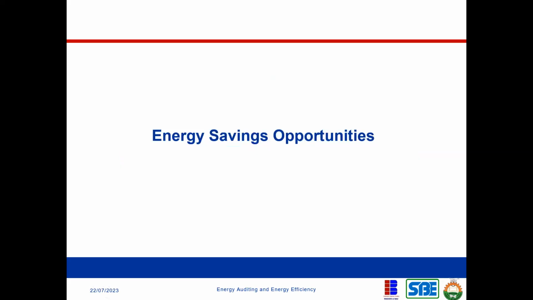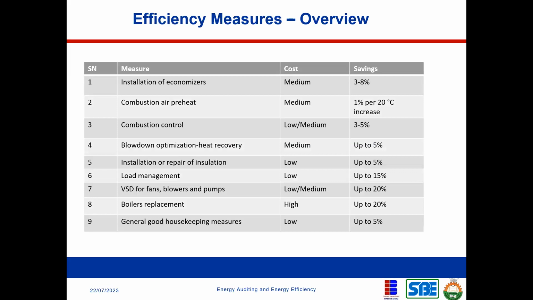So let's talk about energy saving opportunities in boiler. The first thing we can do is installation of economizer. Now I'm going to explain what economizer is. Economizer and recuperators are similar, but economizer is for water. Recuperator is for air. Economizer is using water to recover the waste heat. Recuperator is using air to recover the waste heat.